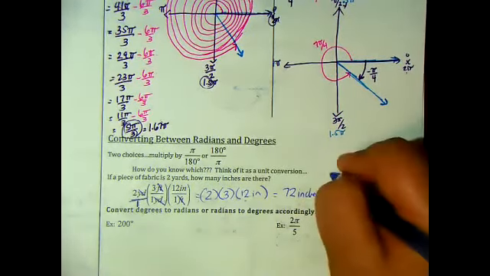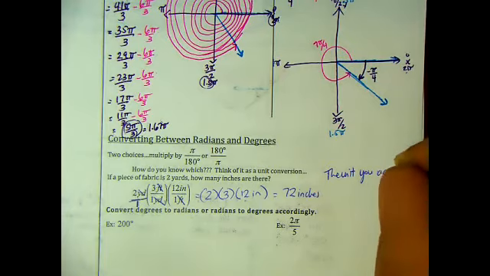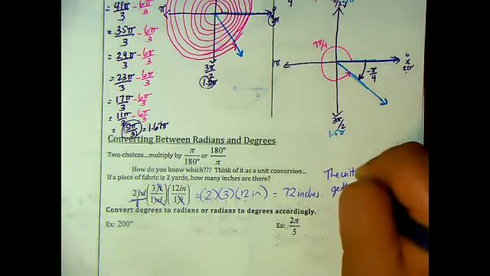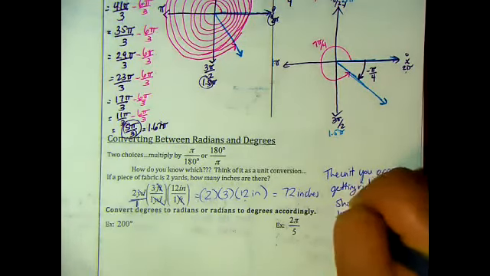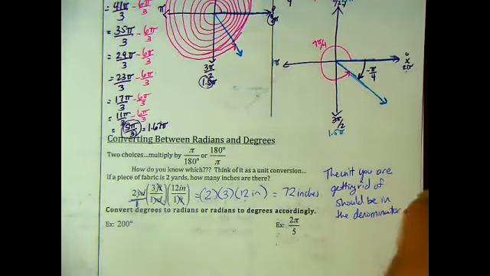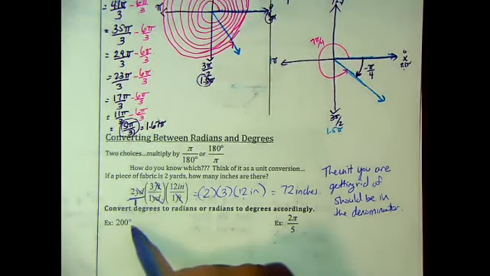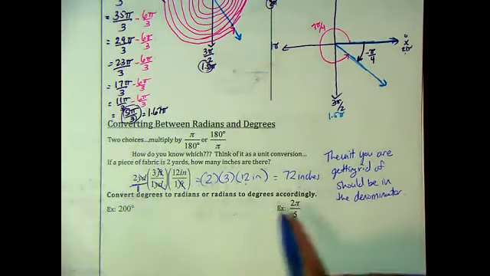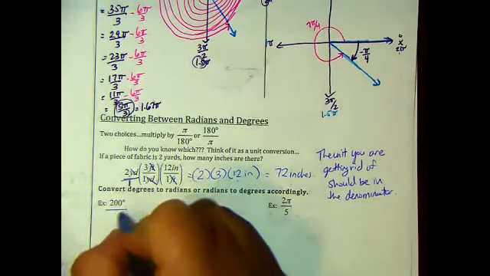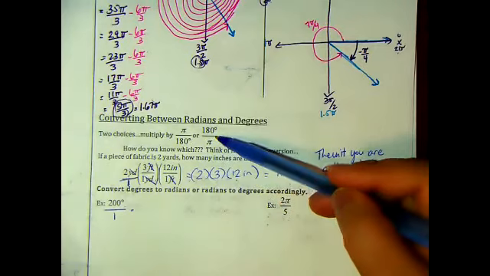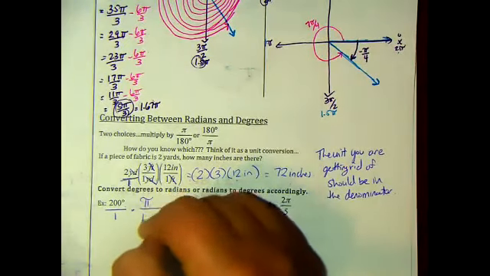So essentially, the unit you are getting rid of should be in the denominator. Another way to look at it is whatever units you're starting with should be in the denominator. So if I want to convert 200 degrees, I have to convert degrees to radians. When I multiply 200 degrees by one of these, I'm going to multiply by the one that has degrees in the denominator. So it's going to be pi over 180 degrees.